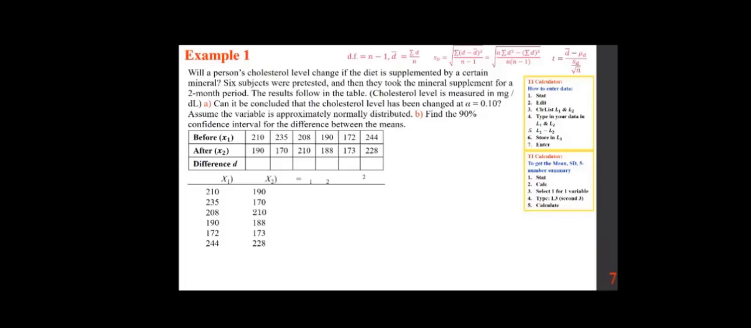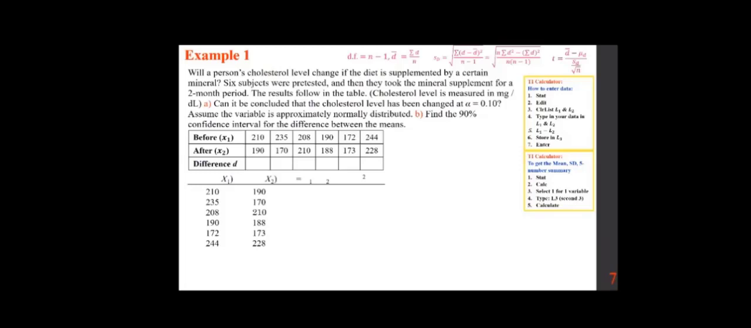6 subjects were pre-tested and then they took the mineral supplement for a 2-month period. The results follow in the table. Can it be concluded that the cholesterol level has been changed at alpha equals 0.10? Assume the variable is approximately normally distributed. And B, find the 90% confidence interval for the difference between the means.